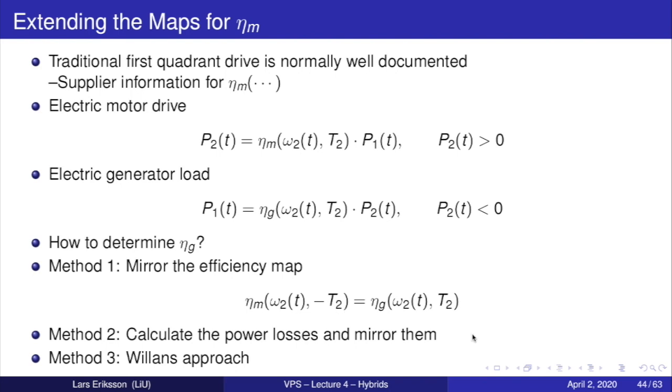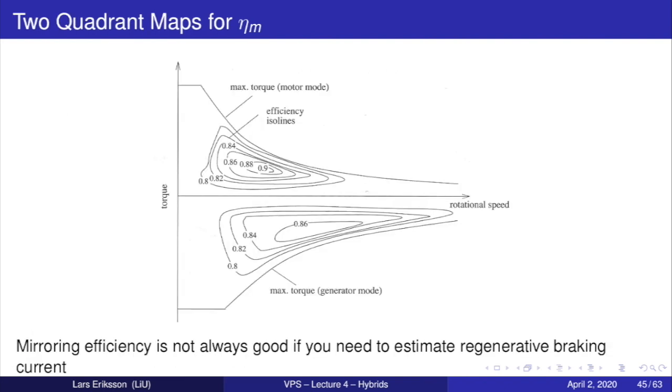The other method is to calculate the power losses and mirror the power losses. That does not give a symmetric map. The third approach is to use a Willans approach to model the device. A machine that has been measured in both quadrants has shown this behavior. Once again, we have the highest efficiency out closer to the maximum power line, and for the generator mode we see that the best operating points are not attained in the same place, and it has lower efficiency in the generator mode.